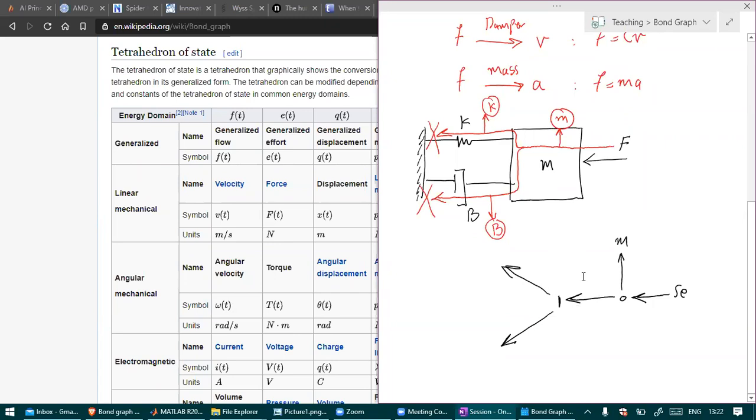Okay, and then we reach our spring. Again, part of the energy goes to the spring, and part of the energy on the other side goes to the damper. Again, in the spring, we ask ourselves what remains constant across the spring. So what is similar on both sides of the spring?